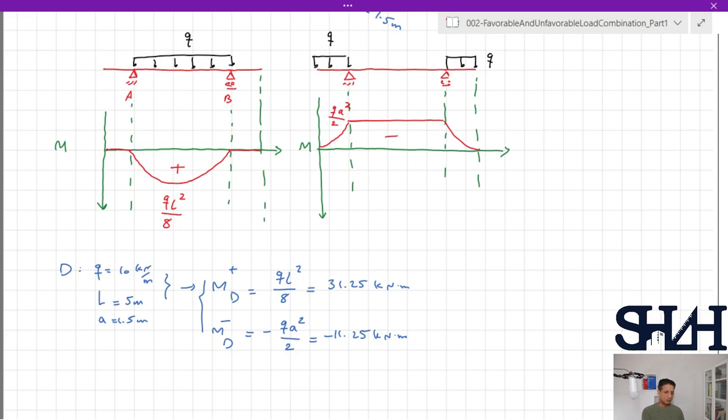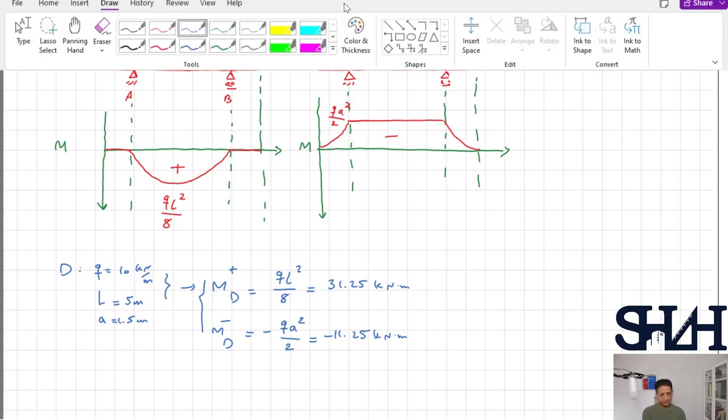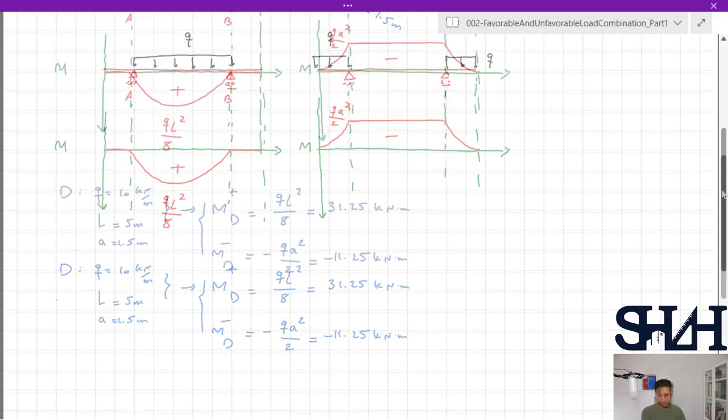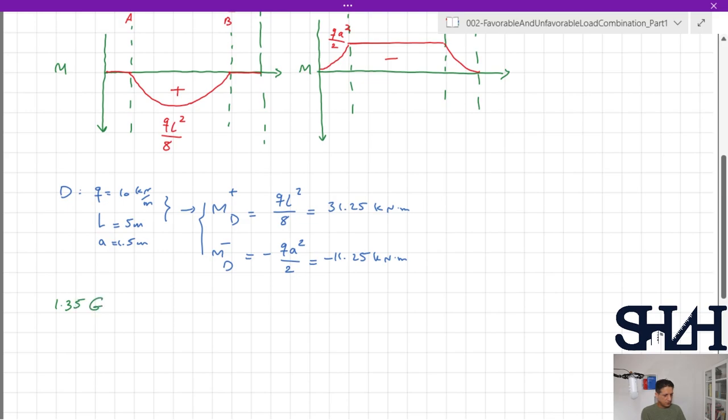But when it comes to the combination, considering the structure is sensitive to permanent action, then we need to reduce the favorable action. As a result, in the load combination it is 1.35 GK plus 0.9 GK, this is inferior, this is superior. I assume that both are with the mean value, but you can follow the code to find the exact value.